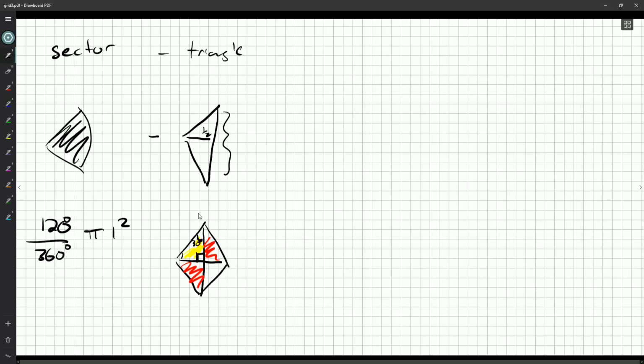If not, you could say, well, this is 30, this is 60, so these guys are 30, 60, 90 triangles. So if I know that one side is 1 half, the hypotenuse is 1, then we know that this is root 3 over 2 in here. And so doubling that is root 3 here. So that's another way to view it. Either way, you're going to get 1 half base times height, or root 3 over 4. And so that's equal to my loon.